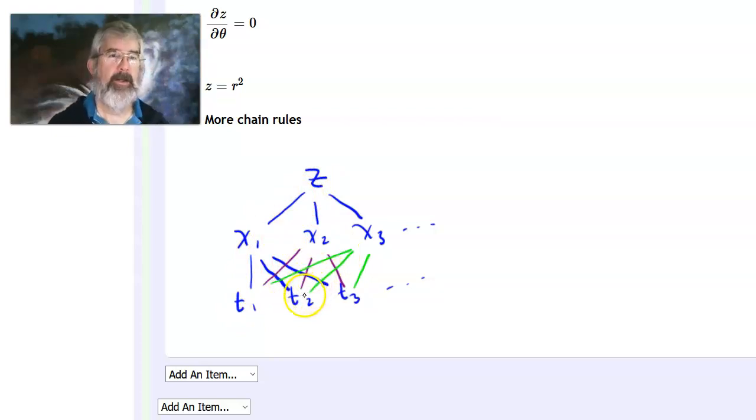And then you say, okay, how about the partial of z with respect to t2? Well, there's going to be a bunch of paths to get from z down to t2. Take each of those paths: partial of z with respect to x1, partial of x1 with respect to t2, partial of z with respect to x2, partial of x2 with respect to t2, right? And add them all up. Take all those paths, add them all up, and you've got the appropriate chain rule.